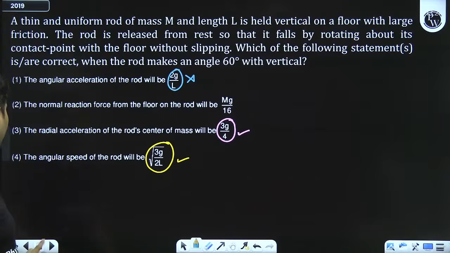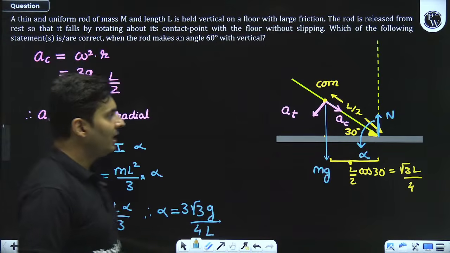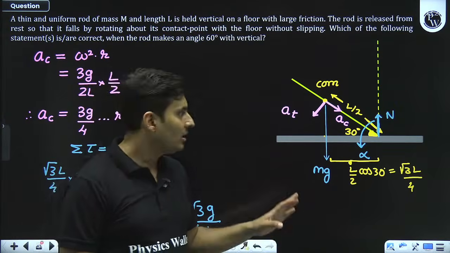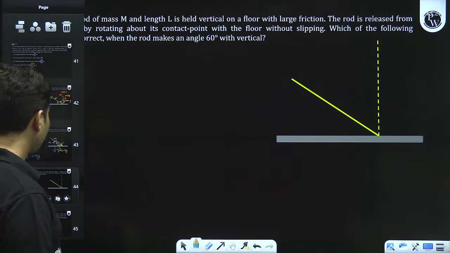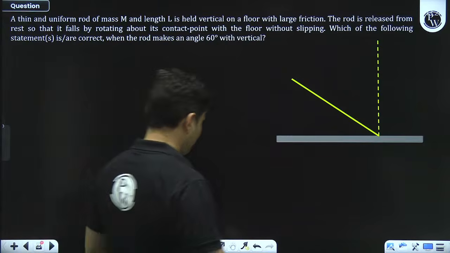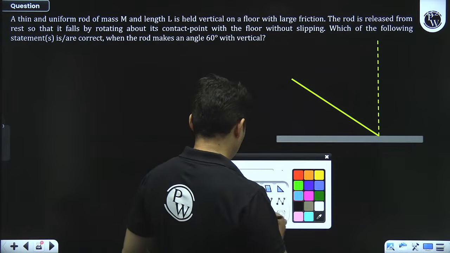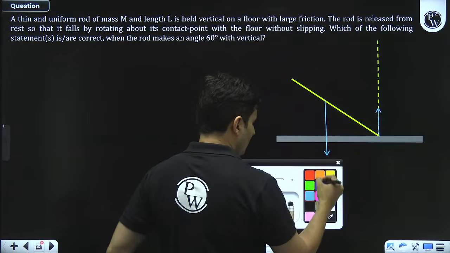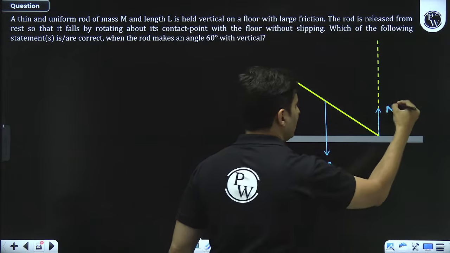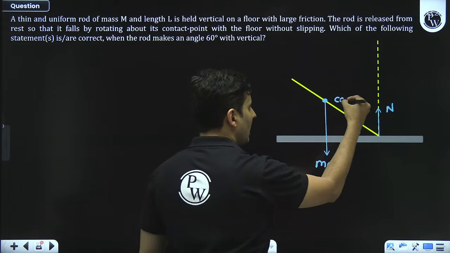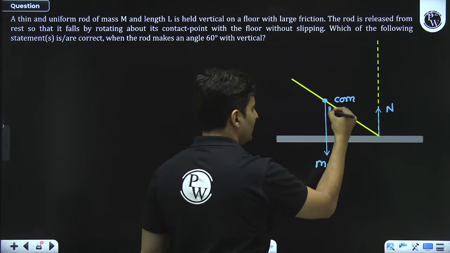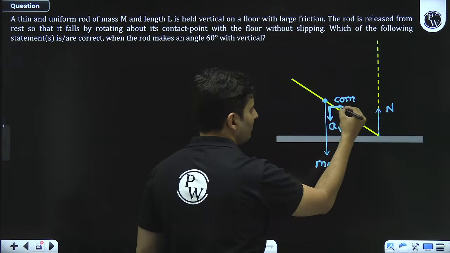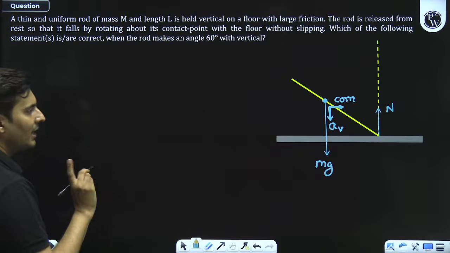So how do I do the normal reaction part? For that, I feel we need to write Newton's law equation, but for that I need the acceleration of the system which is downwards. Because notice one thing over here: mg force is here, normal force is like this. So this is our mg, this is our normal. Our center of mass is over here, and that center of mass might be having some acceleration vertically, some acceleration horizontally, that's okay. But I'm interested in the vertical acceleration. Only then I can get the normal force.